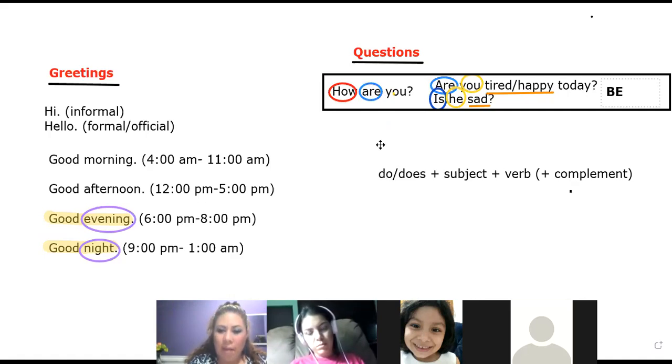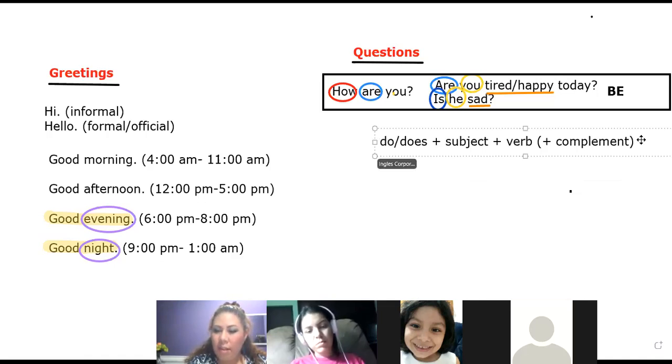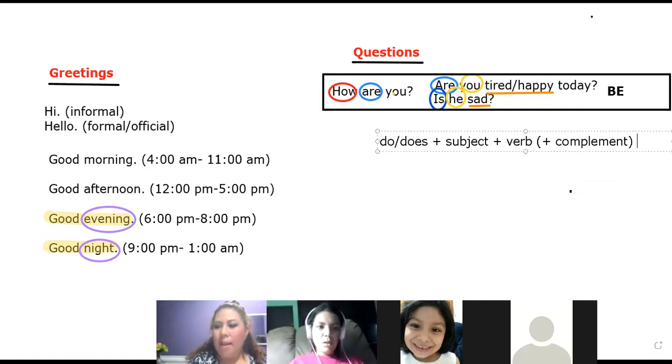All right, so this is, like I said, this is with all the other verbs. Now, this is clear, right? This structure is clear for everybody? Esa estructura ya se la pueden, ¿verdad? Esta no es nueva para ustedes. Ya la conocemos. No, it's nothing new. Ok, good.